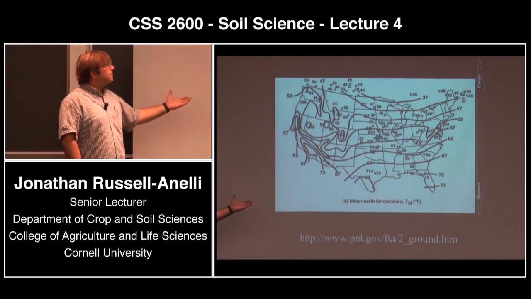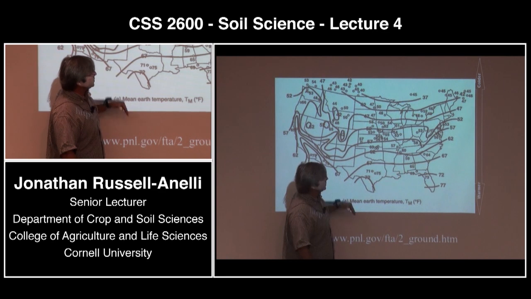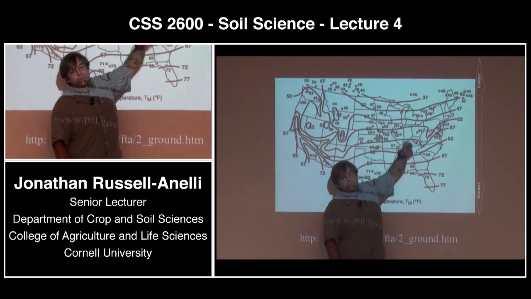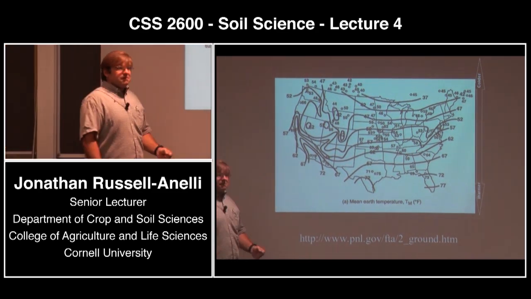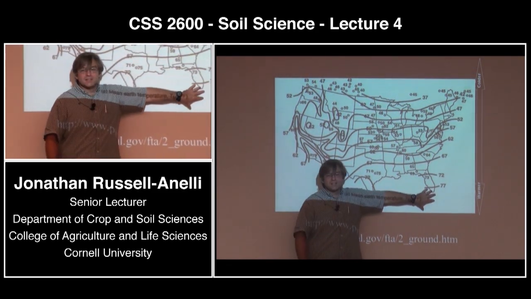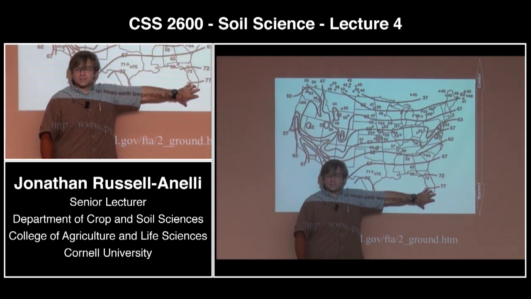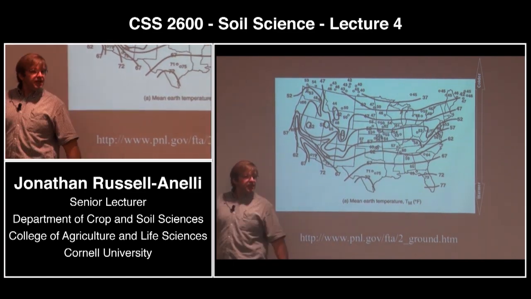Here's a temperature one. Okay, this is pretty obvious, but these are basically isopleth temperature lines. 77 degrees down here, 37 degrees up there. What's that going to do to the chemical reaction rates? One would certainly expect that down here in the Keys, chemical reaction rates are going to be a lot faster than up here in Toronto. Right?